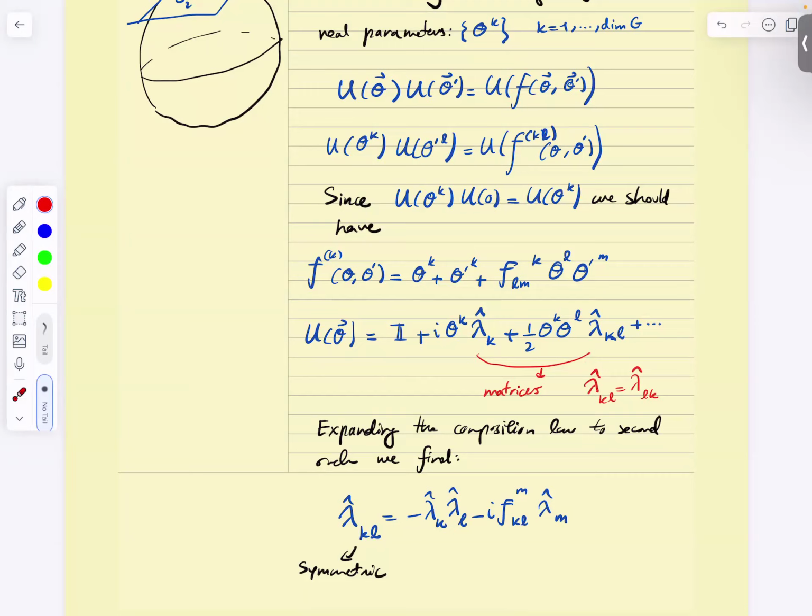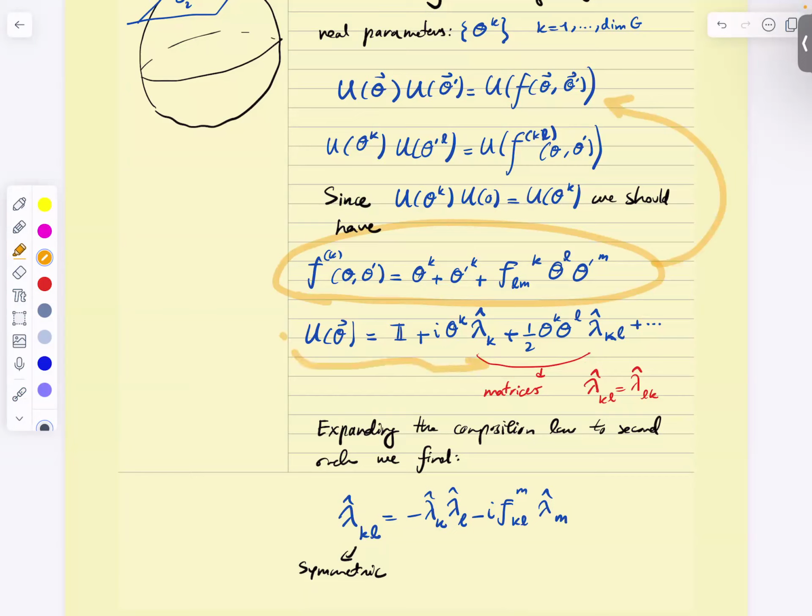So let me repeat exactly what I'm saying. So this is your F, plug it in here, right? And then take this expansion, plug it in, and expand to a second order. You will find this. Good.